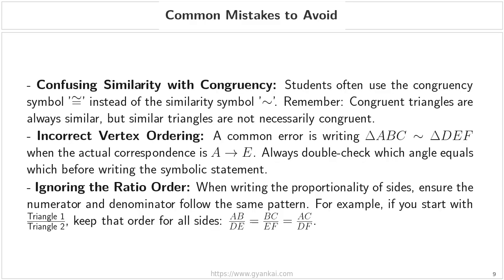Finally, do not ignore the order of your ratios. When you are demonstrating that the sides are proportional, you must maintain a consistent pattern. If you begin your fraction with the side from the first triangle in the numerator and the side from the second triangle in the denominator, for example, side AB over DE, then you must continue that exact same pattern for the remaining sides. It should look like AB over DE equals BC over EF, which equals AC over DF. Keeping this consistency is key to a correct proof.